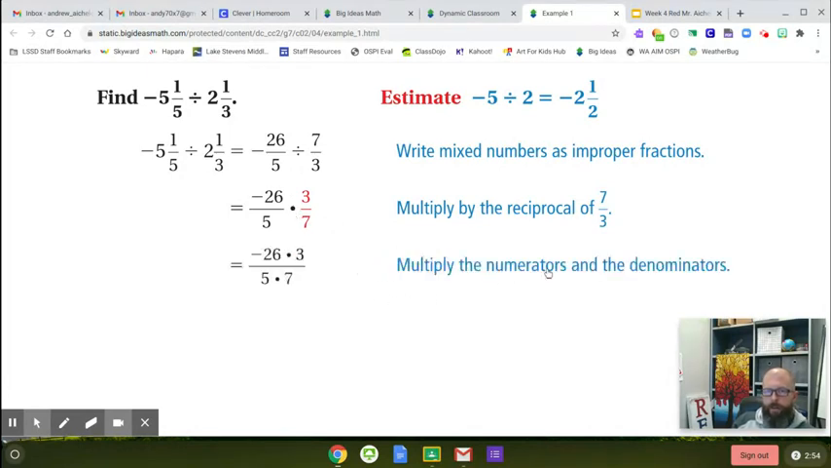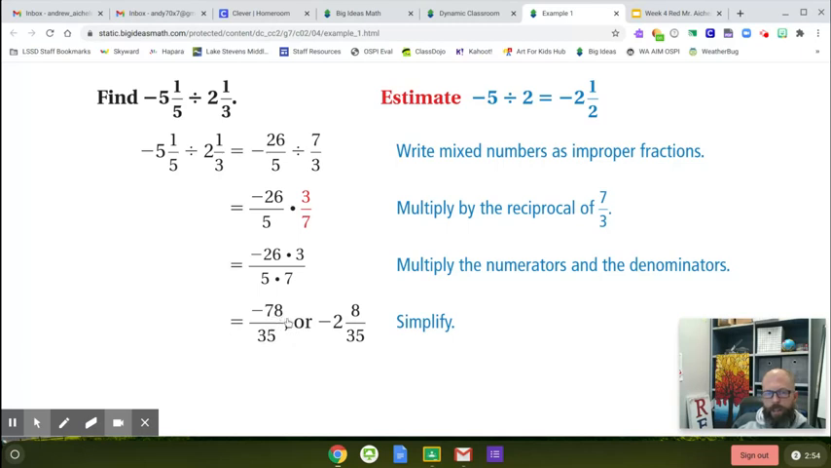Now we multiply the numerators and the denominators. So it's just top times top, bottom times bottom. So 26 times 3, negative 26, and 5 times 7. So you end up with negative 78 over 35. But you cannot put your answer in this way.